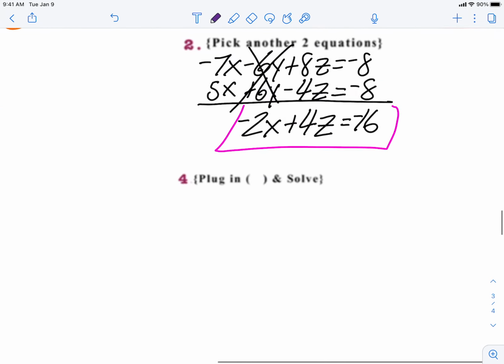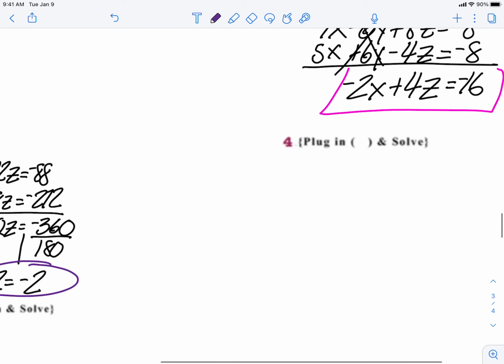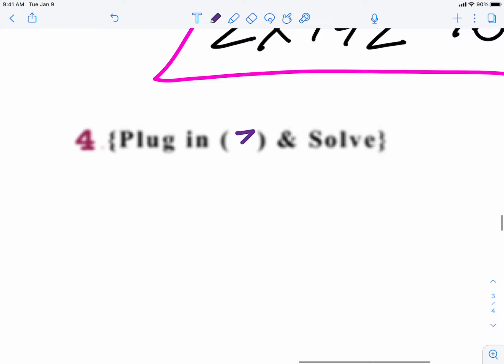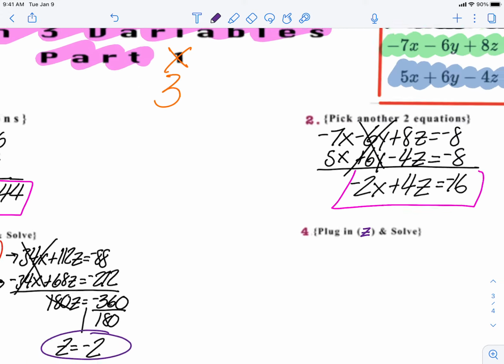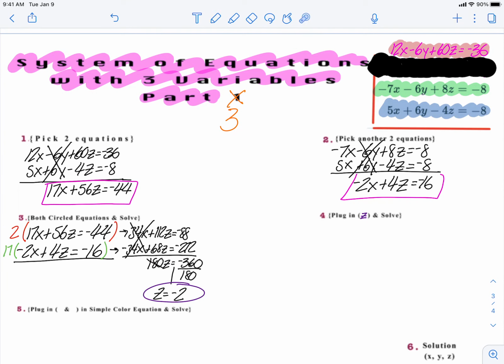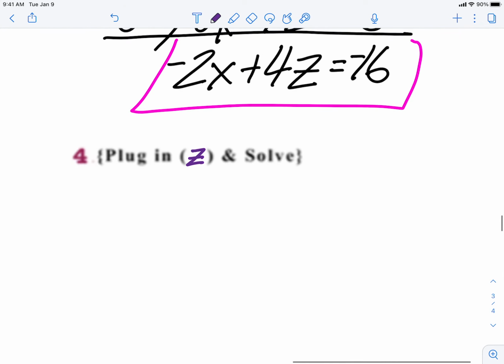Step 4 says plug in blank. Well, plug in z, right? Because I got z. So plug in z. That's what's going to go in there like this. Plug in z and solve. But I gotta pick one of my two pinks. So which pink looks easiest? Oh, I got a winner right here. This one's smaller numbers for sure. I'm gonna pick that one right here, this pink.